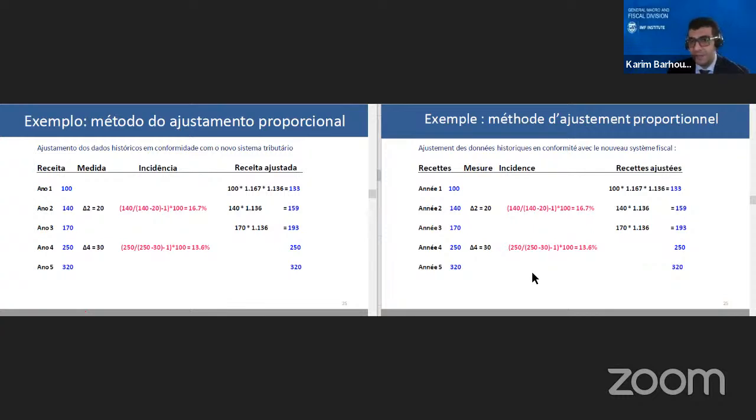We will see an exercise during the workshop on how to calculate the adjusted revenue through the proportional adjustment approach. Any questions so far?